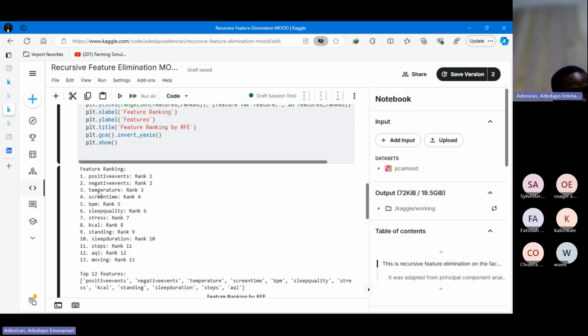Temperature too and screen time too are also very important for my mood, because on days when there is a very high temperature where everywhere is hot, it means that it tends to affect my mood either positively or negatively. And on days that are cool, I tend to be in a better mood. Screen time too is also very important. It means that the time that I'm spending on my phone has a particular effect on my mood, be it negative or positive, depending on what you are doing on your phone, or how you are using your phone.